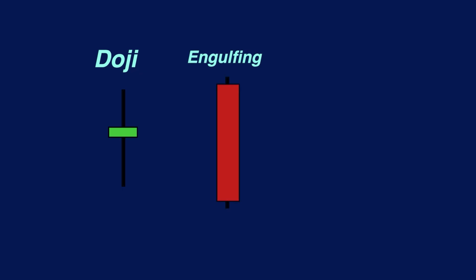The engulfing candle. An engulfing pattern happens when one candle fully covers the previous one. A bullish engulfing shows strong buying pressure. A bearish engulfing shows strong selling pressure. This often signals a shift in control in the markets.